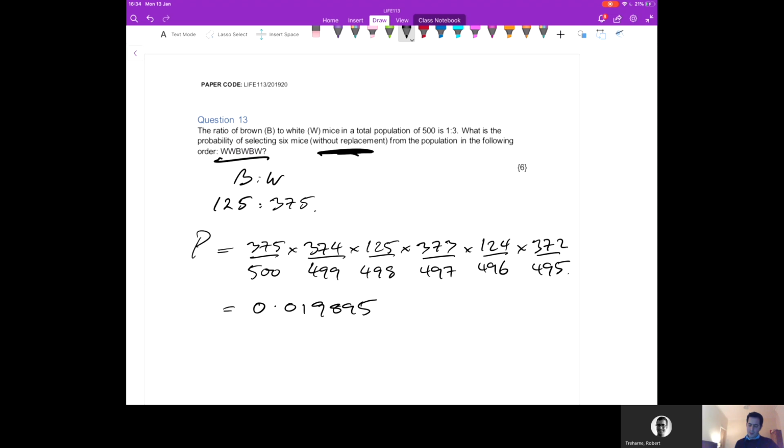195. Okay, that's most of the marks, but correct number of significant figures, 3, 3. Your answer, you should be expressing it to 3 significant figures.